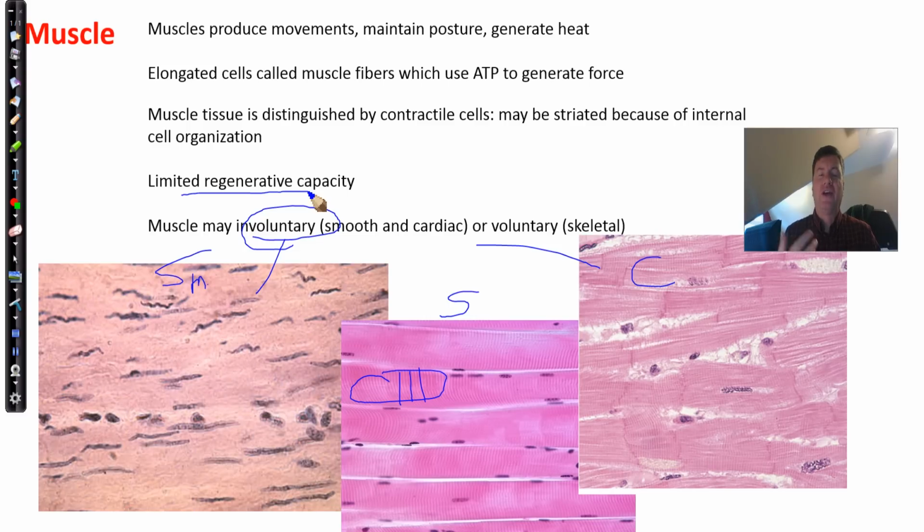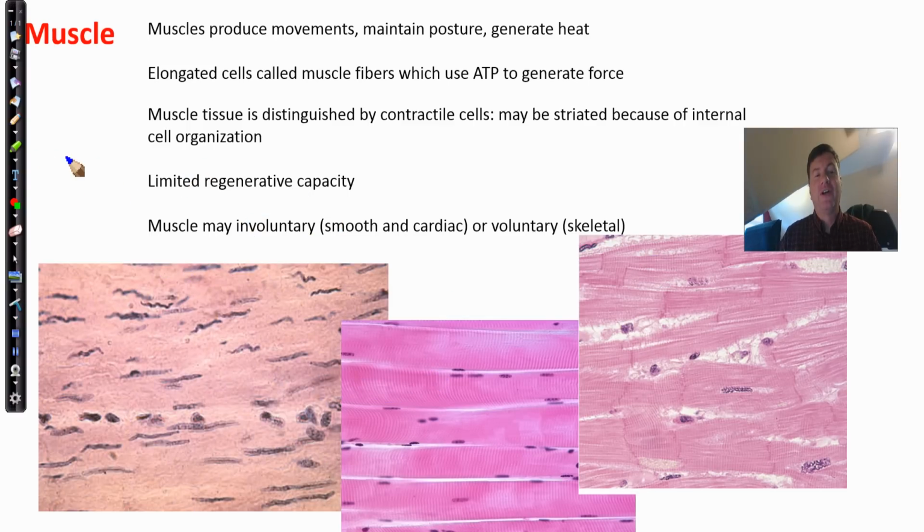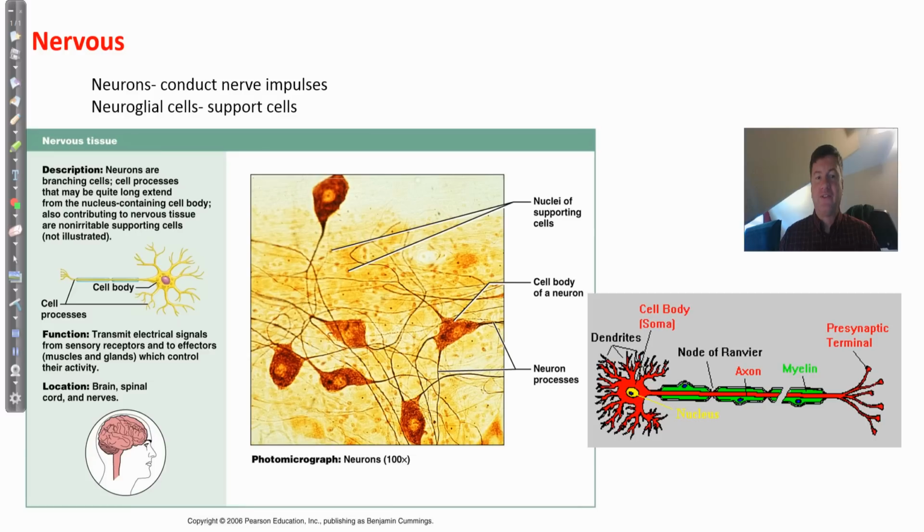Muscle doesn't go through mitosis the same way as other tissue types do, so there's a limited ability for muscle to regenerate. It can grow, it can get bigger. We know that from lifting weights, of course, but it doesn't regenerate as well as some other tissue types. Okay, so that's muscle. Let's go on now. Again, this is an overview because we'll be talking about muscle far more in a couple of weeks. But let's go on now to a discussion of nervous tissue briefly.